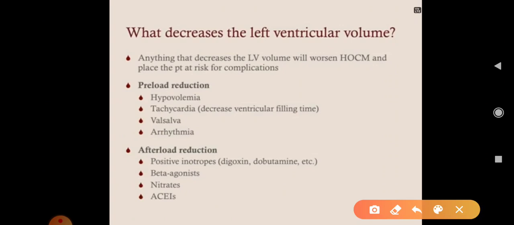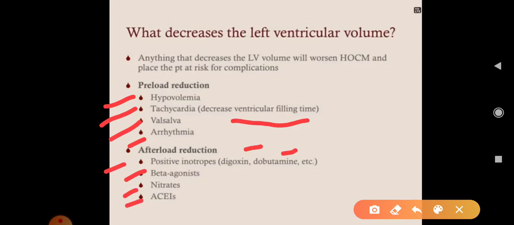For example, anything that decreases left ventricular volume will worsen hypertrophic obstructive cardiomyopathy and place the patient at risk for complications. Preload reduction occurs by hypovolemia, tachycardia, decreased ventricular filling time, Valsalva, and arrhythmias. Afterload reduction is by positive inotropes like digoxin, dobutamine, etc., and beta agonists like salbutamol, etc. Nitrates and ACE inhibitors also reduce afterload.